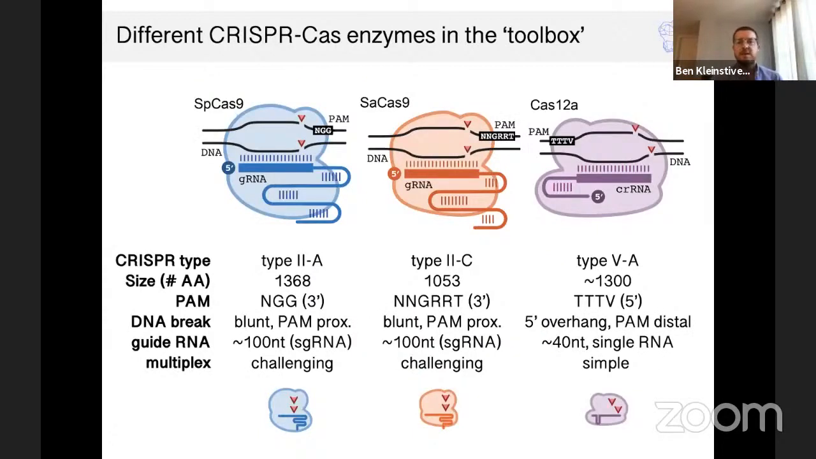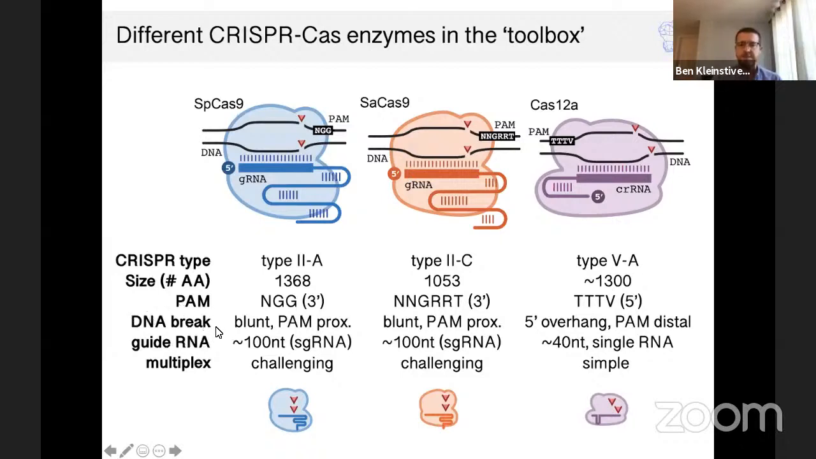Okay, so just to give you a sense of what types of enzymes are out there, there's a lot of different CRISPR-Cas enzymes in the natural diversity of CRISPR systems. I just showed you this cartoon of SpCas9 on the last slide. I'm listing several properties that I think are important for genome editing, whether it be the size of the enzyme, which can have implications for the ability to package these enzymes into viral vectors, the PAM of these enzymes, which again means where in the genome they can target, the type of DNA break that they generate.